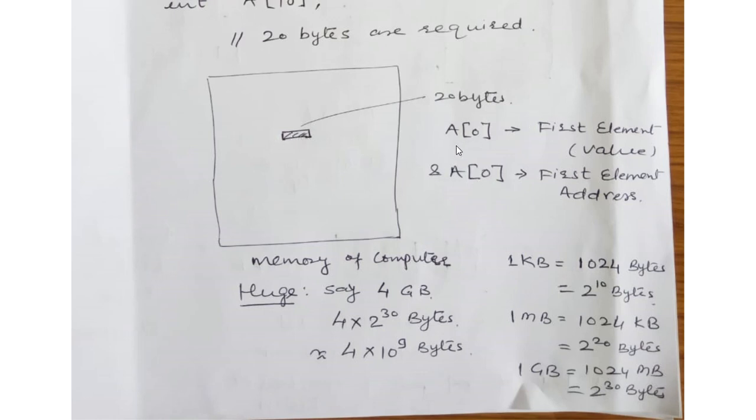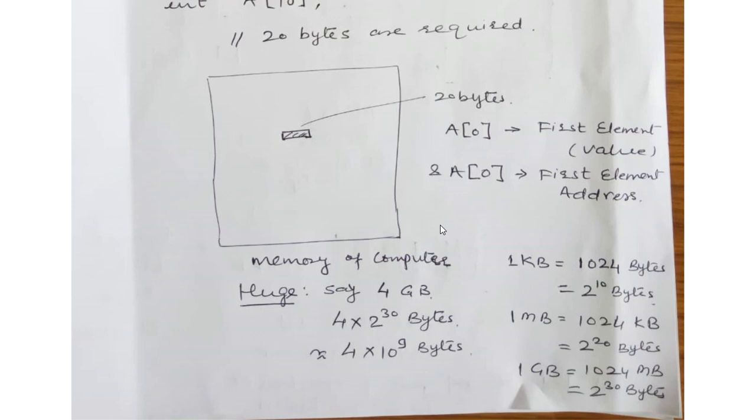So how do you retrieve in an array? If you write A[0], this represents the first element's value. And if you write &A[0], it's the first element's address. Similarly, A[i] will represent the ith element. Say you want the fifth element, then you will write A[4], that is the fifth element, because the index starts from 0. So in array, those are all things you have already done.